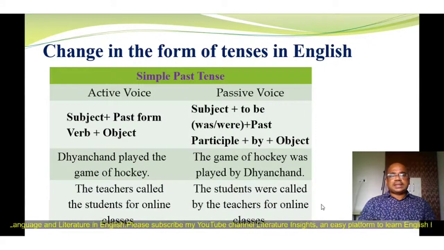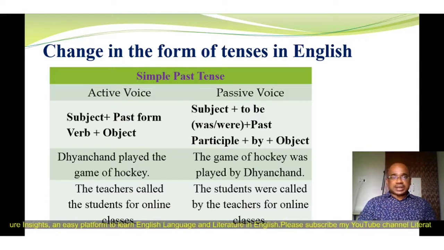The next tense is simple past tense. Which structure can we use in active voice and passive voice? Let's study the structure. In active voice, subject plus past form of verb or V2 plus object. In passive voice, we have subject plus to be, was, were, plus past participle plus by plus object.